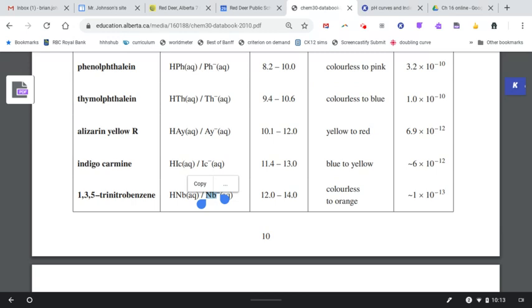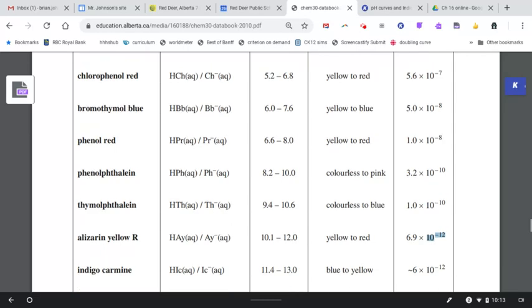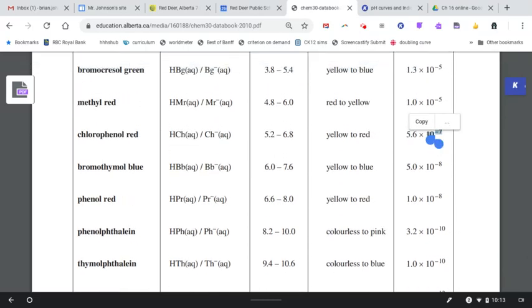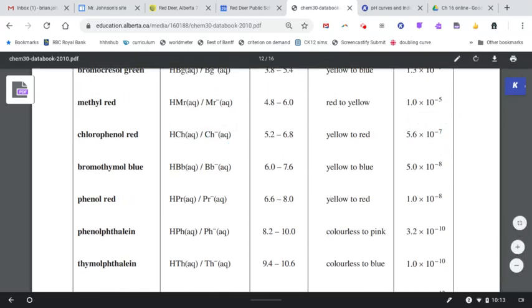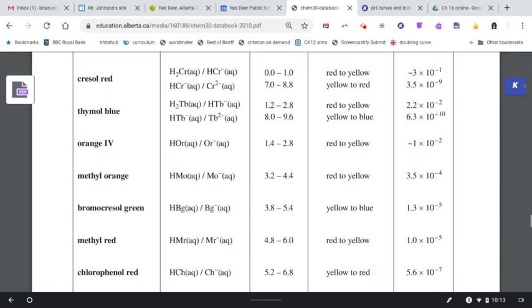1,3,5 trinitrobenzene basic form, indigo carmine basic form, alizarin yellow basic form. Hey, little trick for you. If you ever want to figure out the pH, you take the negative of the Ka value. This one's negative 13, which means as a base, its pH is about 13. IC minus is negative 12, so as a base, it's about a pH of 12. And you can see what happens as we move up. These things get closer to neutral when you have both of those, and then the acidic one dominates.